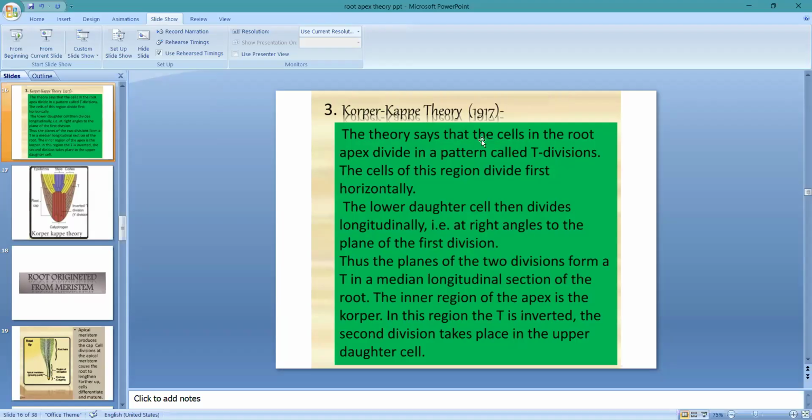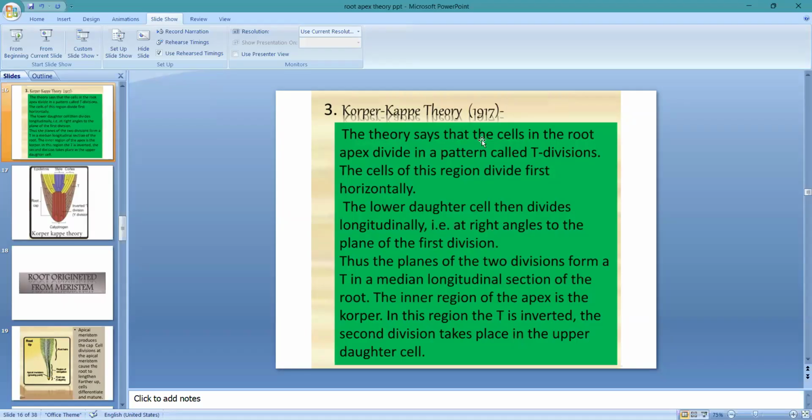According to this theory, the cells at the root apex divide in two planes. The first division is transverse, and one of the daughter cells is then divided by a longitudinal division. The sequence of divisions was called T divisions. One is anticlinal and one is longitudinal. The cell walls form a configuration resembling the letter T.